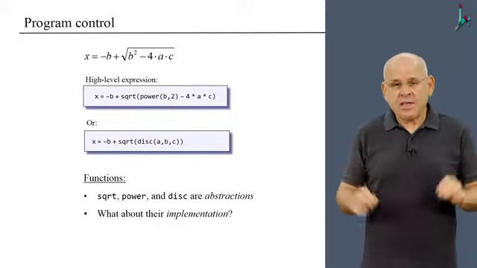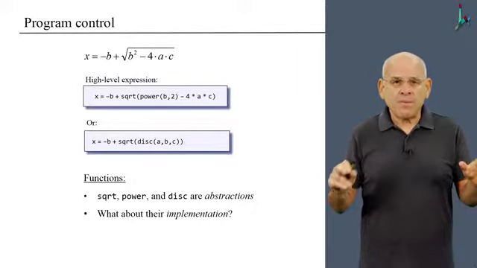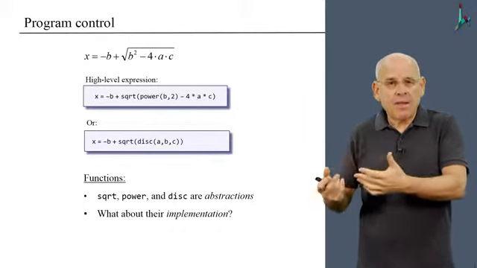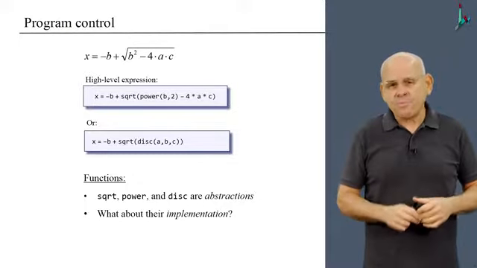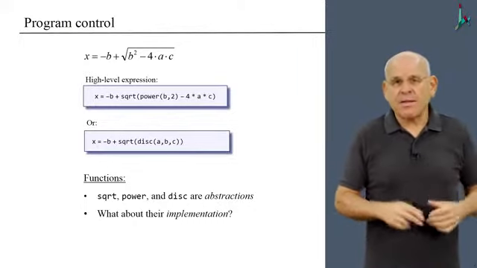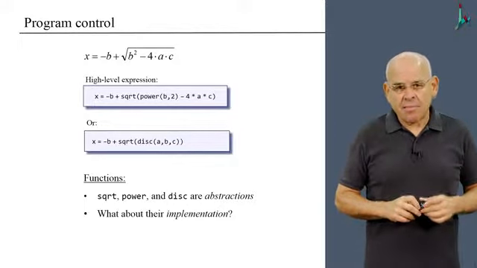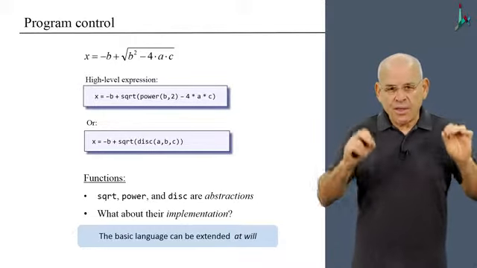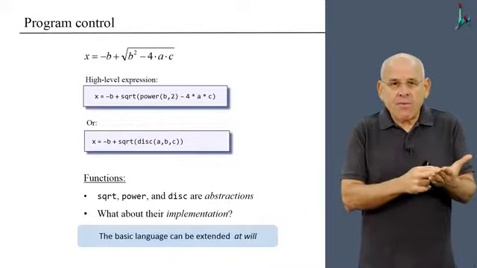The beauty of this is that the story of implementing these functions is completely separate from the story of using them. And I can begin using them before they are even implemented, because I can assume that they will provide some value, and I don't care which value. I can continue to write my program and even debug it using some dummy values and so on. So this is a very elegant practice, and the bottom line is this observation that the basic language can be extended at will. In fact, the basic language is very limited.